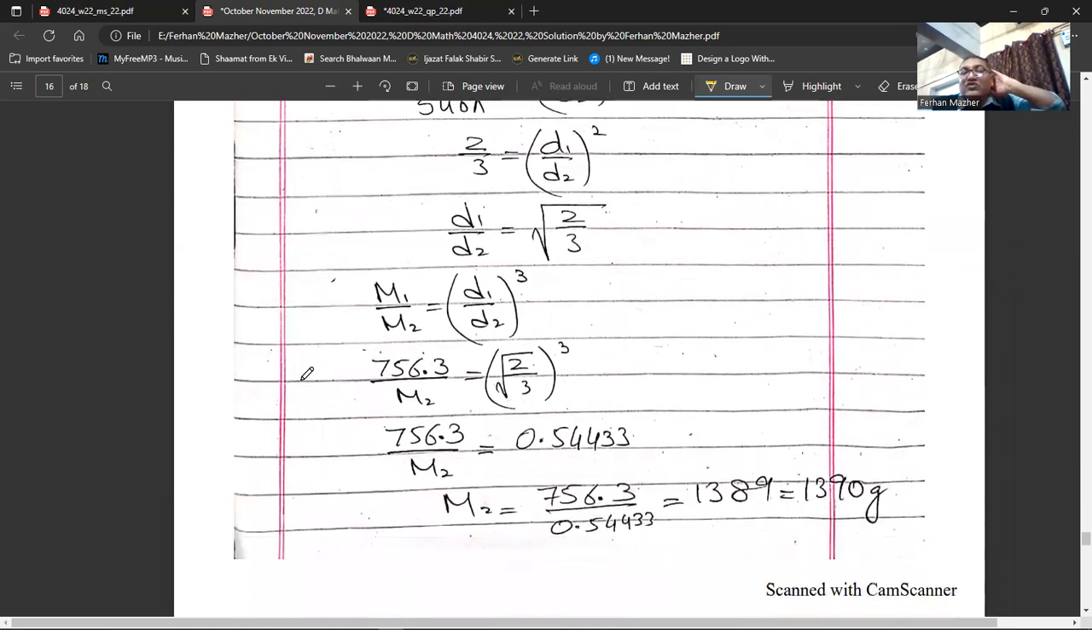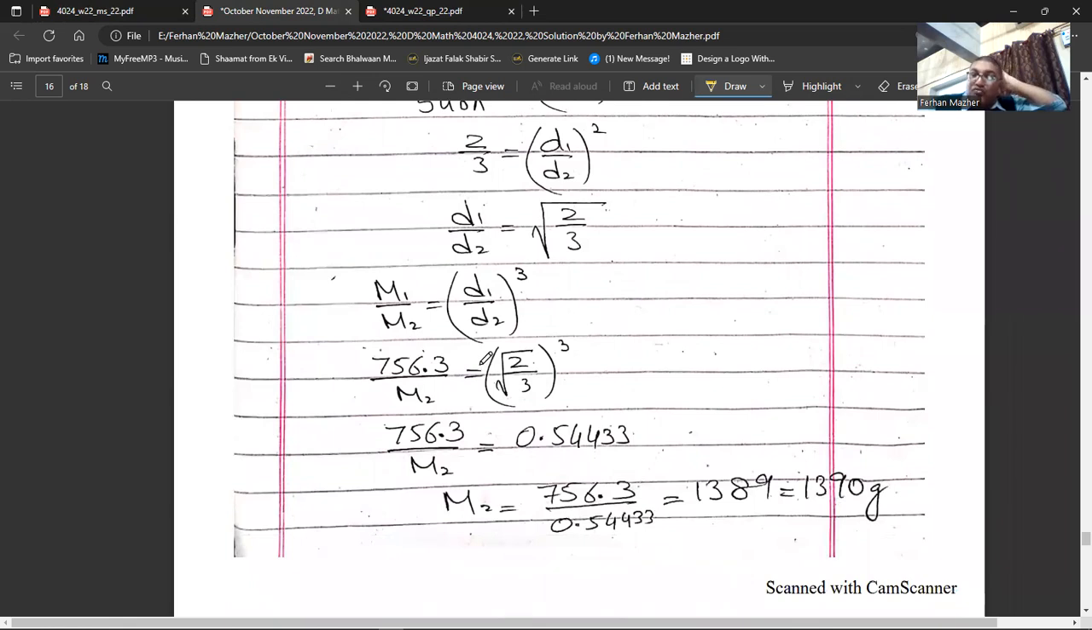Now the mass 1 by mass 2 will be the cube of d1 by d2. So you have mass of the first one, I know that's 756.3 gram. Mass of the second one, I want to know. So that will be equal to d1 by d2, which is square root of 2 by 3, and whole cube. So just enter this in the calculator: 2 by 3, get the answer, find its square root, and then raise it to power 3. And you will get 0.54433. So M2 will be equal to 756.3 divided by 0.54433. And that will be 1389. Approximately it is 1390 gram.